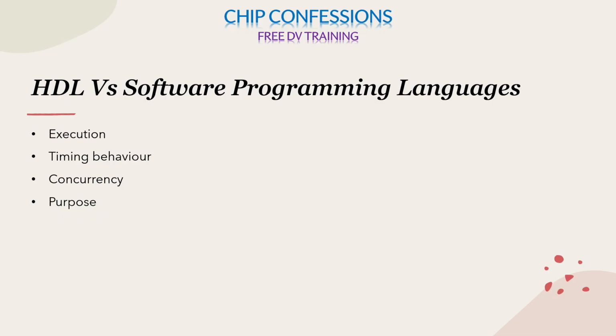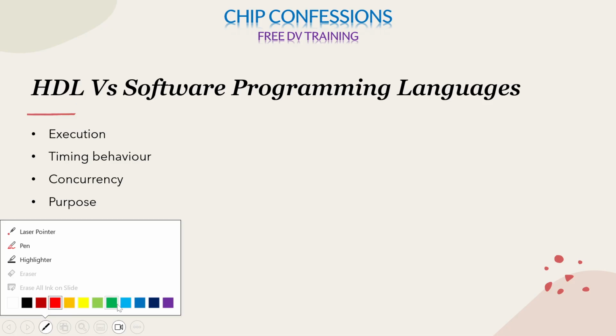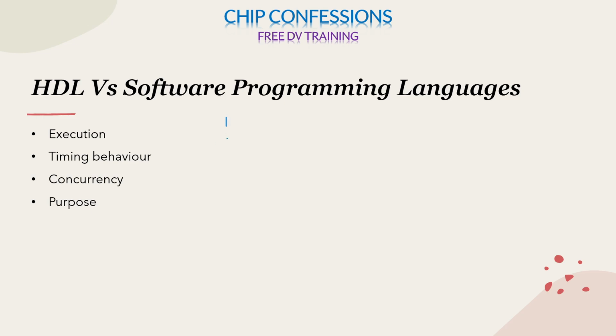First is the execution. What happens in execution? In execution, HDL describes the actual hardware behavior where everything runs in parallel. For example, if I say we have an AND gate, we are giving input A here, and input B here, and we are taking output Y.